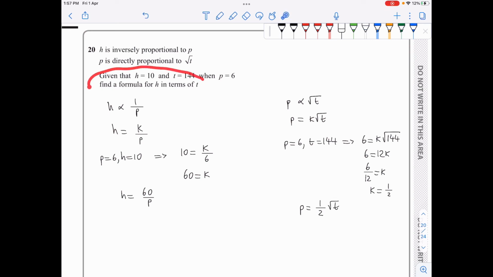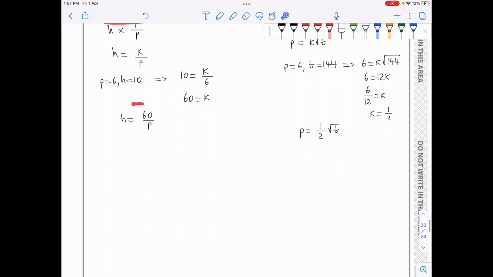We had to find a formula for h in terms of t. So h is 60 over p, and in the place of p, I'm going to put this. So h is 60 over a half root t. I could actually stop here because I haven't been asked to give my answer in its simplest form, or I could proceed. 60 divided by a half is 60 times 2, which is 120 over root t.